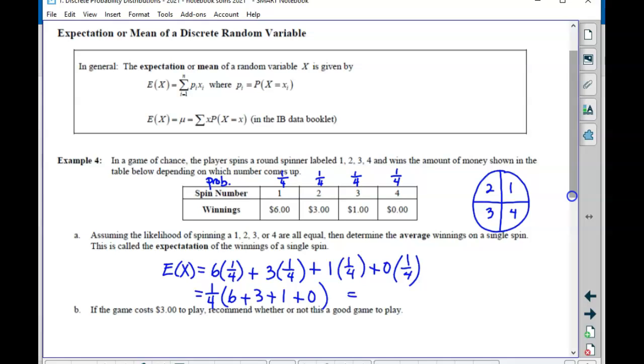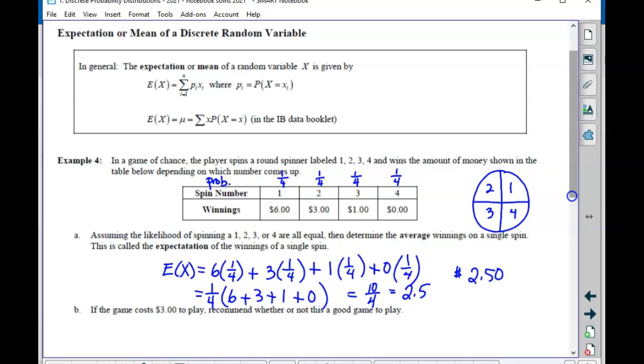So that's 10 over 4, which is what? 2.5. So in this case, it's money. So therefore, $2.50. Okay. So that's on average what you would win on a spin if you did this long enough.